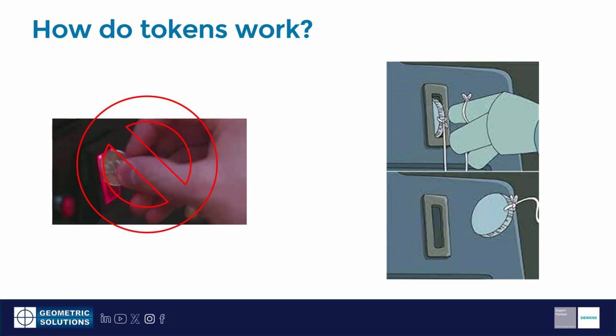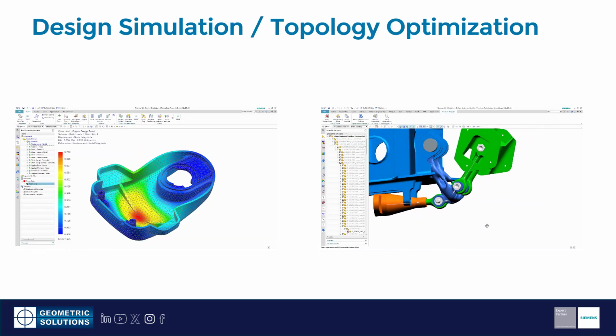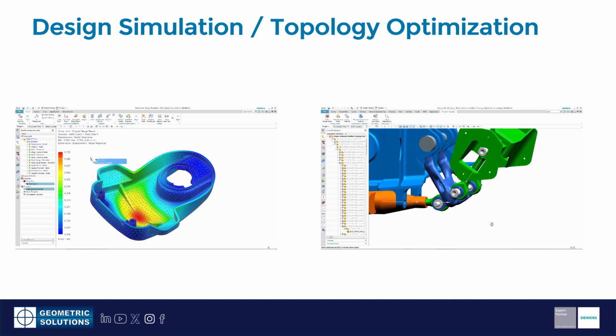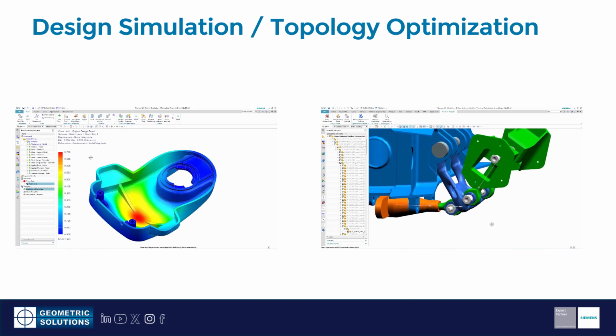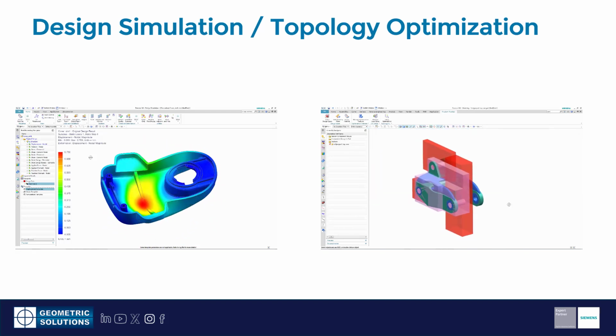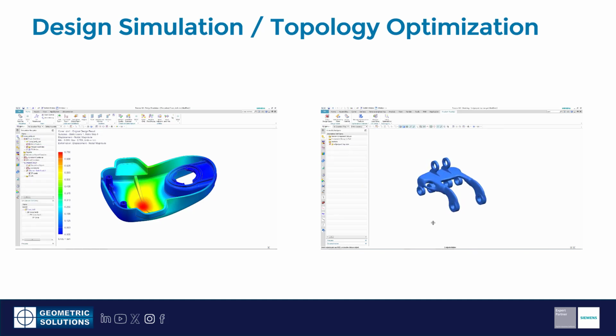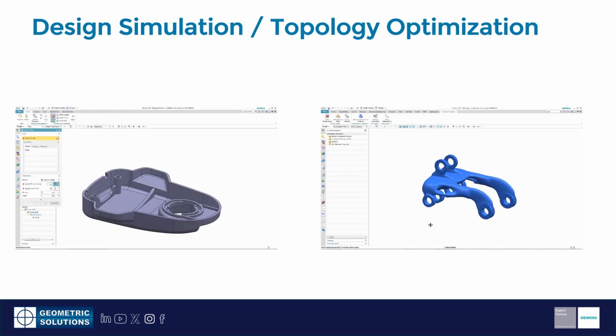So what are some of the items that we have with NX value-based licensing? Well, there's really a lot of different things that we could do. There's design simulation. So maybe you want to test out a part. You want to know, is this part going to be strong enough? Is it going to hold up? Well, we have design level simulation. Or on the right, what about topology optimization? This is a powerful function that we have.